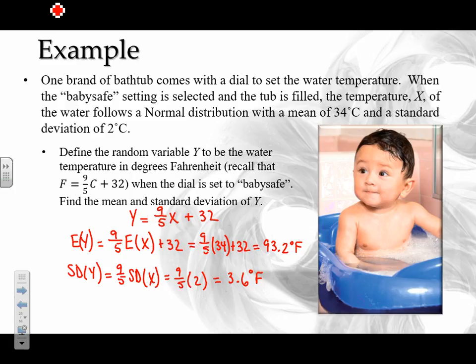Okay, so continuous random variable, exact same process as a discrete. So if we multiply and add, we change the mean by that amount. If we multiply and add, we change the standard deviation only by the multiplication. Everyone okay with that? All right, go ahead and end the lunch.